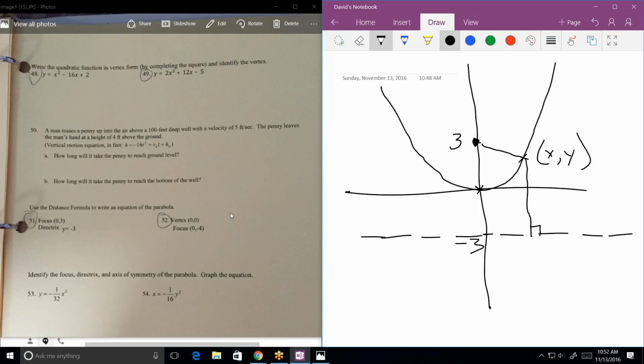Okay? So, I can figure out what the equation of this thing is by saying the distance. What's the distance from 3 to that point? Is that 3 units? What's the distance formula? I made my mistake by not always beginning with the distance formula. What's the general form of the distance formula?